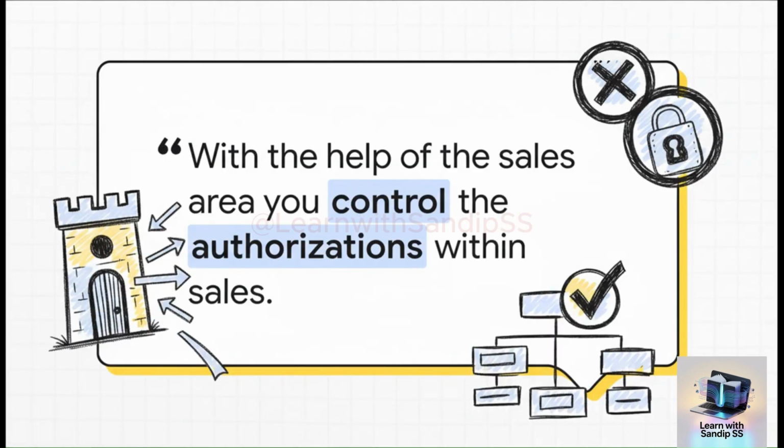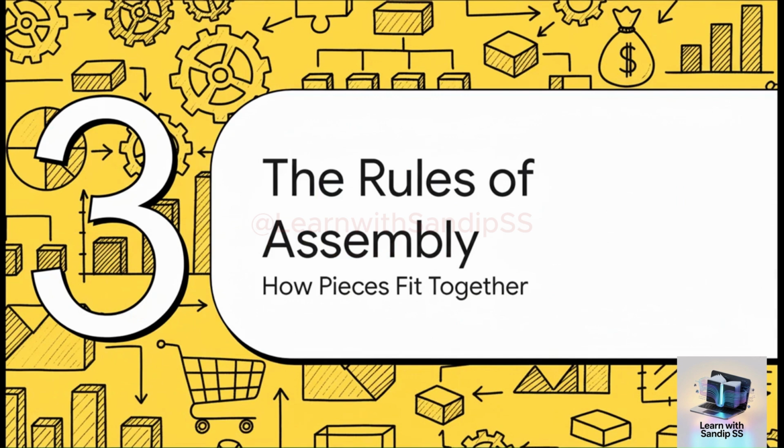And this quote from the source material just nails it perfectly. "With the help of the sales area, you control the authorizations within sales." It's basically the system security guard, right? It's the gatekeeper that only lets valid sales processes through. But here's the thing. You can't just mash these pieces together however you want. Oh no. There is a strict set of rules, a logic to it all. So let's look at the rules of assembly and see exactly how this structure has to be put together.